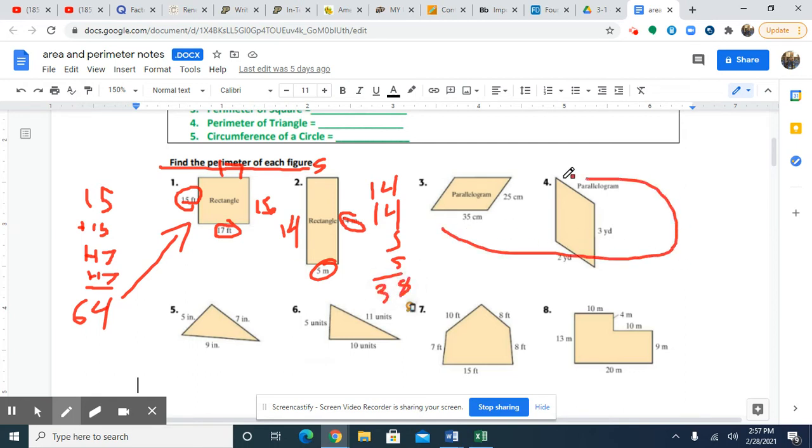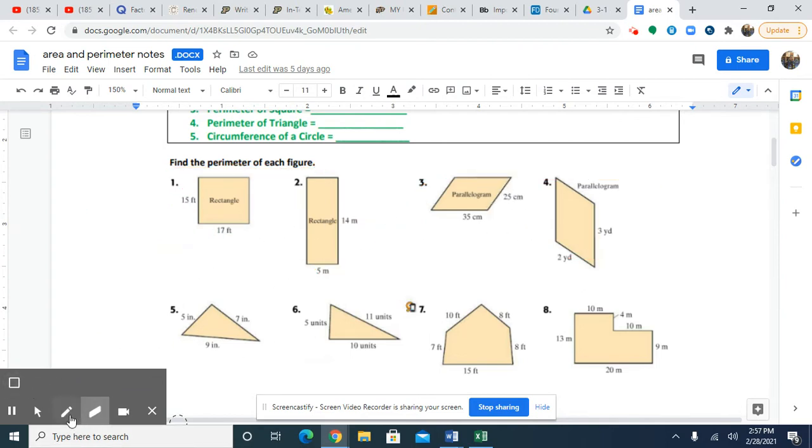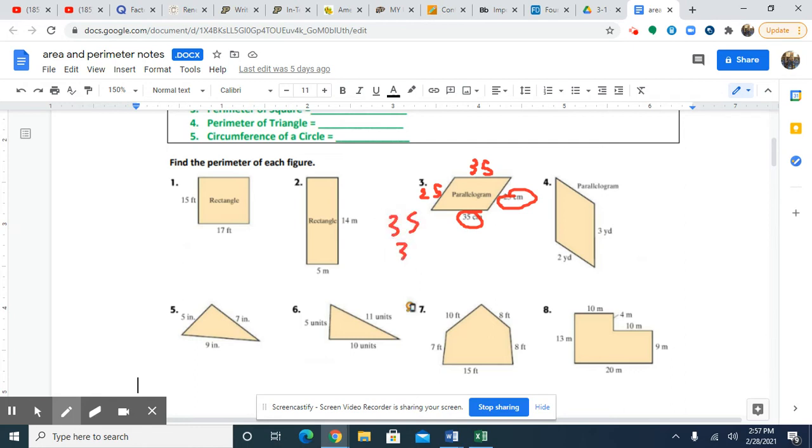Now we're looking at something like a parallelogram. A parallelogram is just like a rectangle, but it's just slanted. So if we have sides of 35, this would be a side of 35 as well. And this is a side of 25. This would also be a side of 25. So we have 35 plus 35, and then 25 plus 25. All these together would be equal to 120.